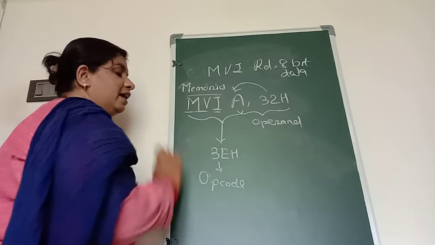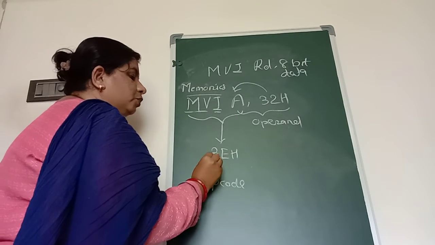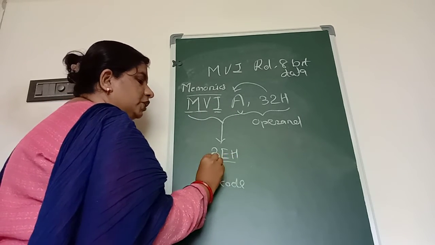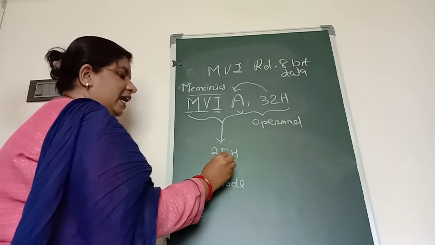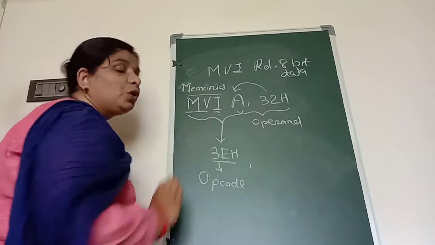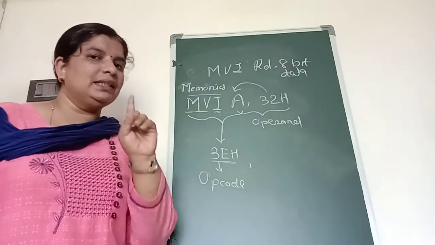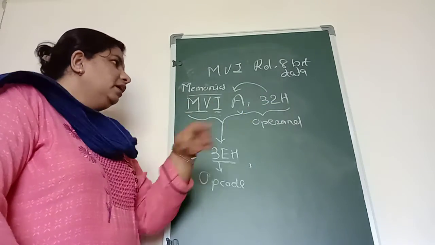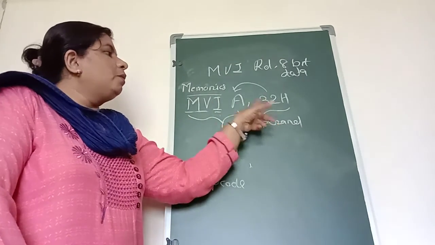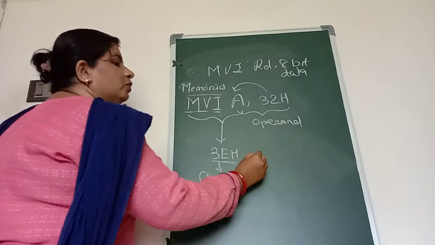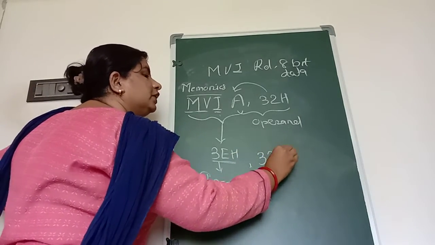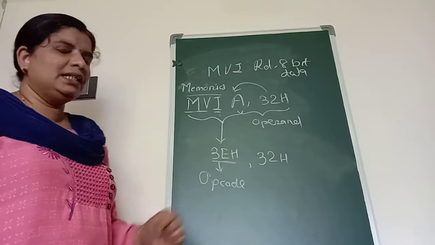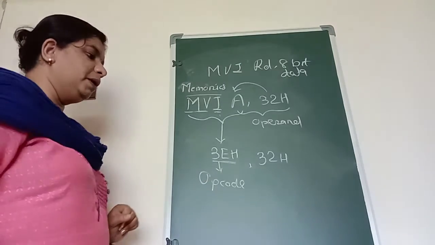For MVI A, we need one memory location to store the opcode of MVI A. Next is the operand, because 32 is the data here. This is the operand, and we need to move this operand into the accumulator, so we need to write it after 32H. Okay, so let's see how this instruction will be stored in memory.